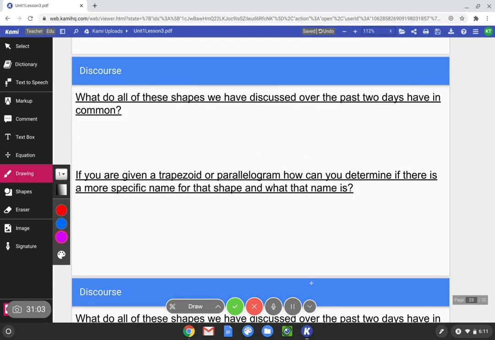What do all these shapes that we have discussed over the past 2 days have in common? If you are given a trapezoid or a parallelogram, how can you determine if there is a more specific name for that shape? And what is that name? Or excuse me, what that name is. Take 30 seconds for each question or however long you need. Just make sure you are able to understand and defend your answer.